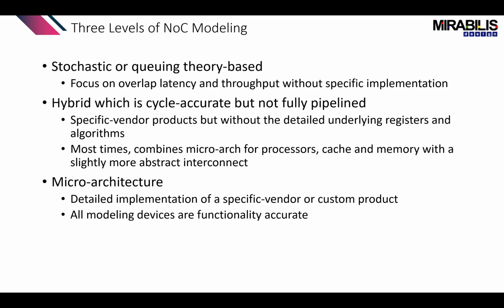Now, before we get into the details of looking at a specific use case, it would be good to try to understand NoC modeling. Network on chip modeling really involves 3 levels of abstraction. Abstractions are different levels of modeling that contain different types of information and conduct different types of analysis. The highest level is really stochastic or queuing theory models.